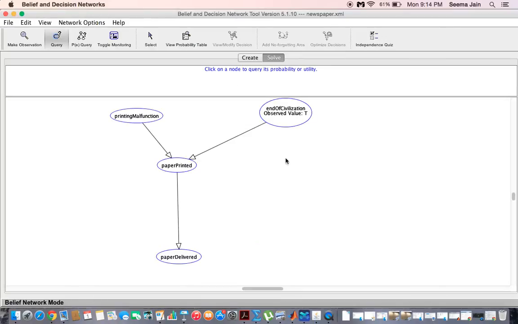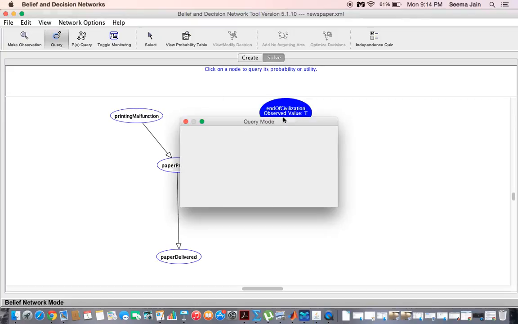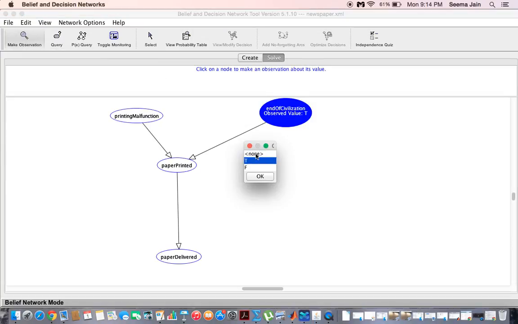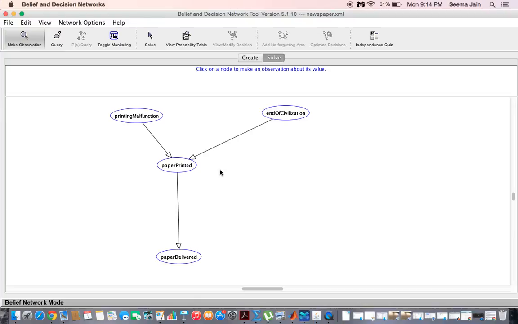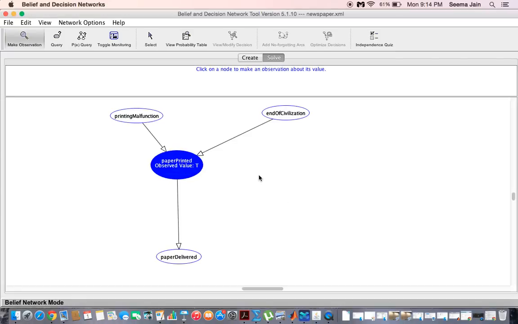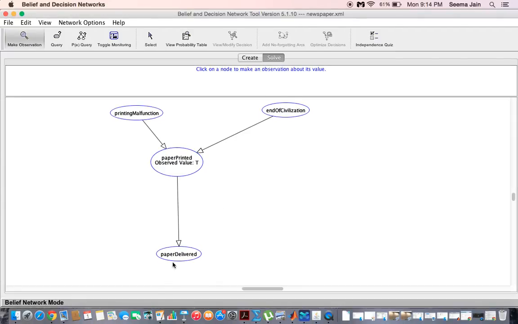Right, so we can do some interesting stuff. For instance, let's not observe anything here. Observation, none. Let's say the paper being printed is true, and I want to find out what is the probability of my paper being delivered. So I query that.